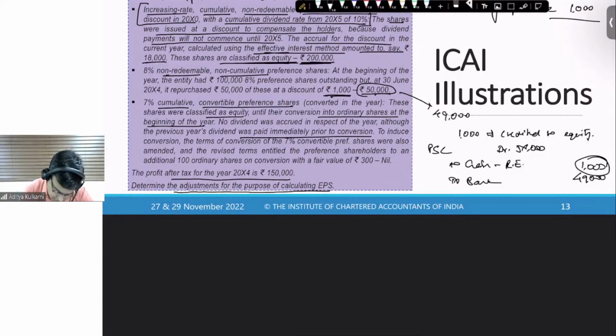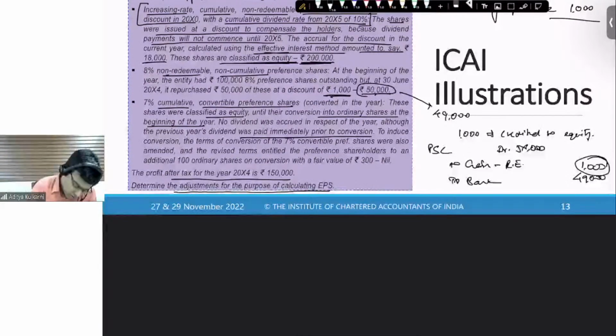To induce conversion, the terms of conversion of the 7% convertible preference shares were also amended, and the revised terms entitled the preference shareholders to an additional 100 ordinary shares on conversion with a fair value of rupees 300. So that is nil. The profit after tax for the year 20x4 is 1,50,000. Determine the adjustments. Okay, so most of you gave the right answer to the previous one.